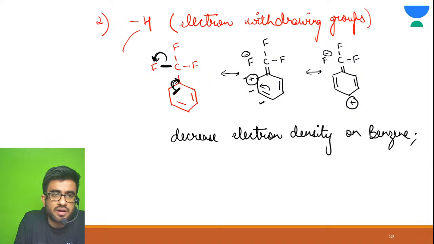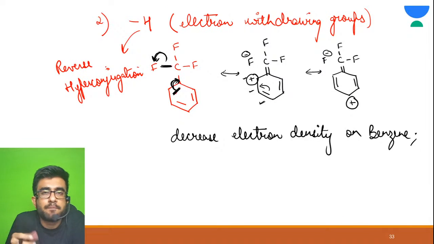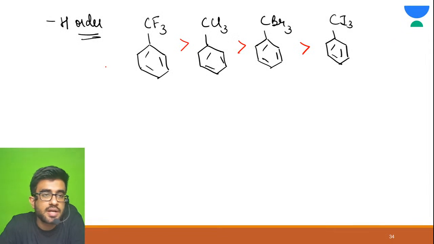Alright. One just theory part. This minus H is also known as reverse hyperconjugation, because it is just acting as your plus H and minus H. So minus H we are calling it reverse hyperconjugation. Just a theoretical part. Alright.